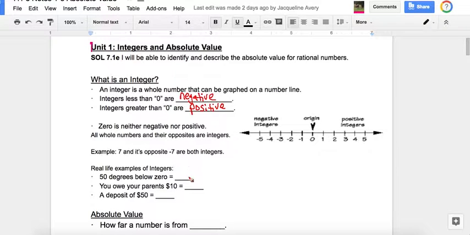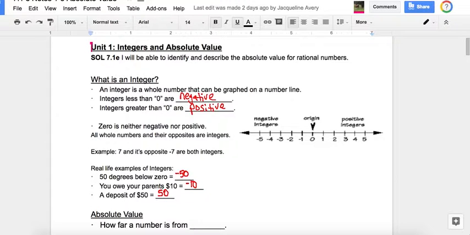So here are some real-life examples of integers, and we need to determine if they're negative or positive. So 50 degrees below 0. That would be negative. You owe your parents $10, so you don't actually have that money necessarily. You owe it to them, so that's a negative. And a deposit of $50. So you're adding money to your account, so that is a positive 50.